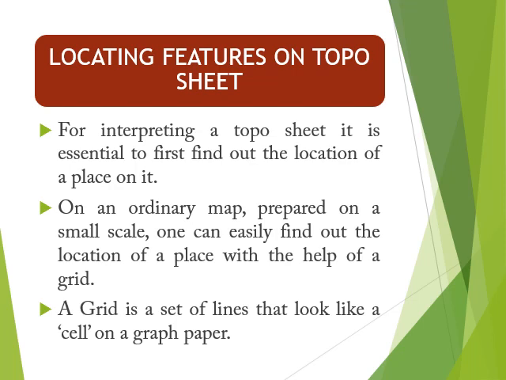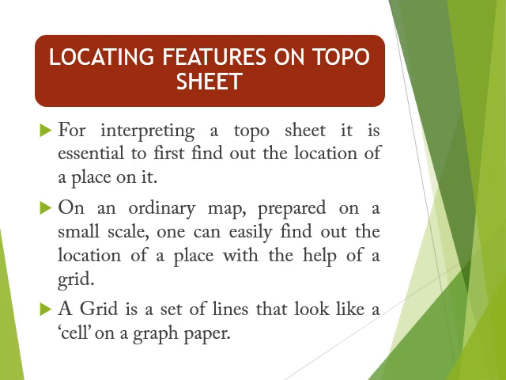Locating features on a topo sheet. For interpreting a topo sheet, it is essential to first find out the location of a place on it. On an ordinary map prepared on a small scale, one can easily find out the location of a place with the help of a grid. A grid is a set of lines that look like a cell on a graph paper. Any feature on the map can be easily located by finding the cell in which it lies.